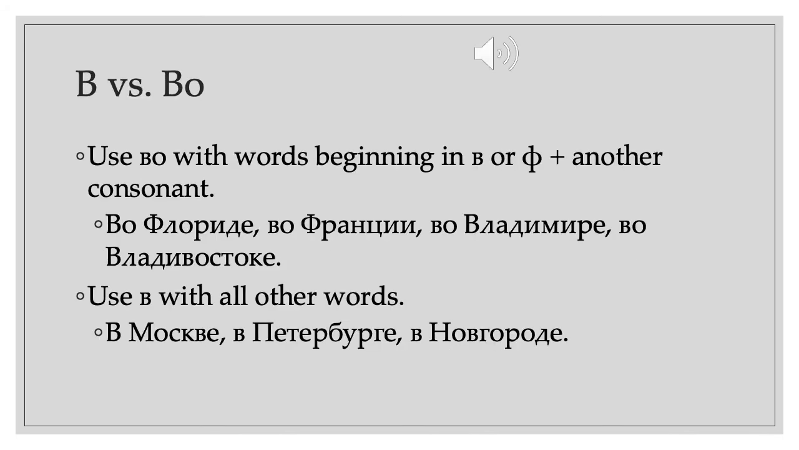Finally, let's talk a little bit about when to use в versus when to use во. We're going to pronounce it "va" because it's never stressed, but it's spelled во. And we will use во with words that begin in в or ф and then another consonant. So во Флориде, во Франции, во Владимире, во Владивостоке. And then we're going to use в, just the letter в, with all the other words. So, в Москве, в Петербурге, в Новгороде.